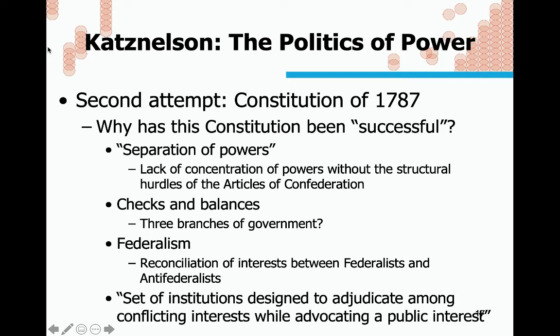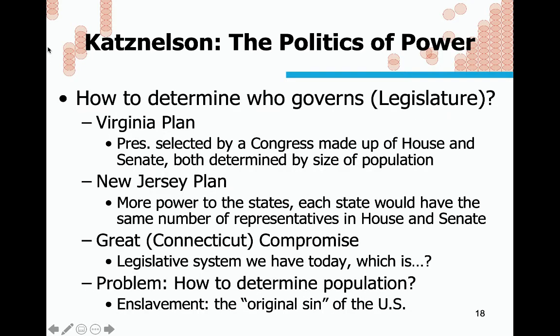But ultimately here, Lowy talks of a set of institutions designed to adjudicate among conflicting interests while advocating in public interest, right? This explains the success of the Constitution. Again, I'm not here to say it's the best document that was ever written, but it has held up.